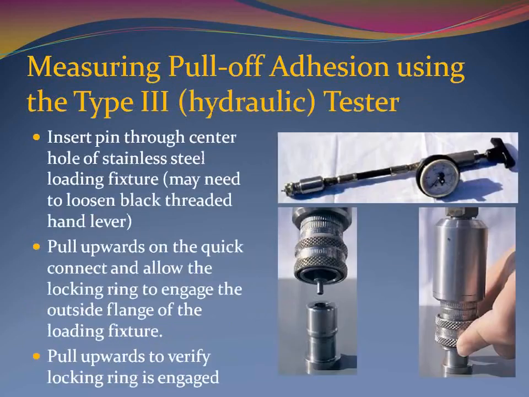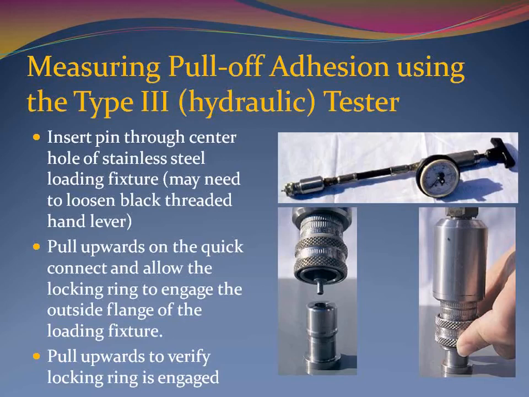The Type 3 adhesion tester is self-aligning and consists of a black threaded hand lever, a pressure indicator dial containing a black needle and a red sweep needle, a flexible hydraulic hose, a stainless steel cylinder, and a quick connect locking ring with a stainless steel pin protruding from the center. A digital pressure indicator display is also available.